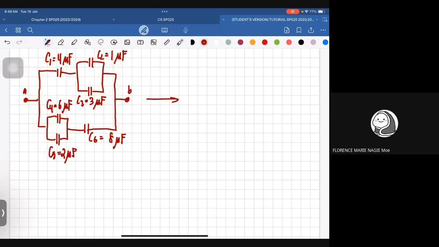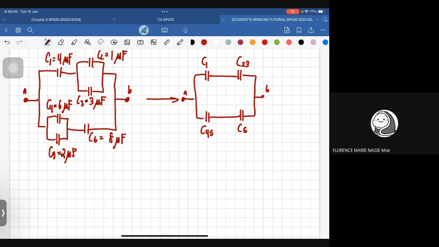Okay, so kalau kita simplify, kita akan simplify the upper part and the lower part. Okay, so dia akan jadi macam ni lah. So yang ini A, yang ini B. So dia akan jadi C1, ini C23, ini C45, yang ini C6.